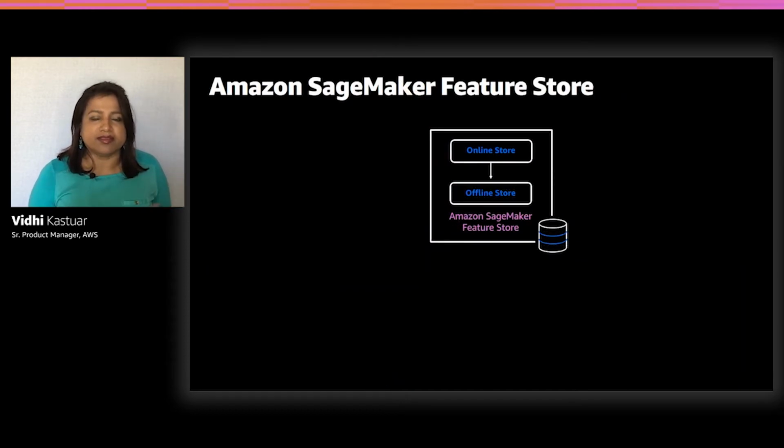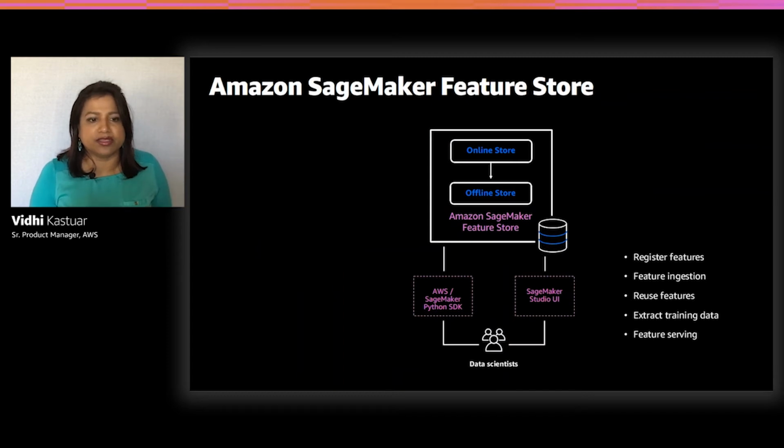So, in summary, the SageMaker Feature Store provides you a fully managed platform for managing machine learning features. Data scientists can interact with the feature store to create new features and register these features to the feature store. They can search for features within the feature store, reuse these features, and extract training data or generate inference using the feature store. Data scientists can interact with the SageMaker Feature Store using the AWS or SageMaker Python SDK, as well as the SageMaker Studio UI.